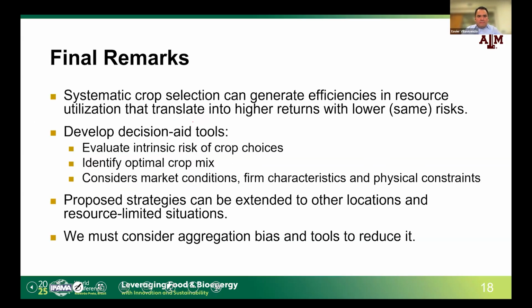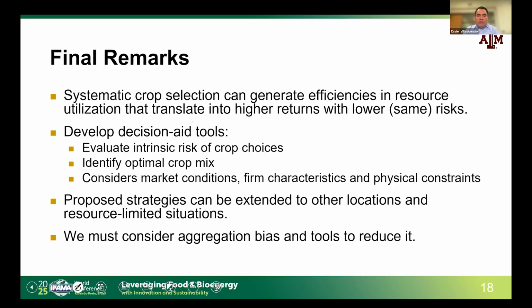Well, my final remarks. These systematic crop selection strategies can generate efficiencies in resource utilization. That translates into higher return with the same risk or even with lower risk. We can use this model in two ways. Also, when we develop these aid tools, we want to develop an aid tool for the farmers. We work very much with extension agencies, so our goal is to share this information with the farmers for them to take the best decisions of planting here in the area.